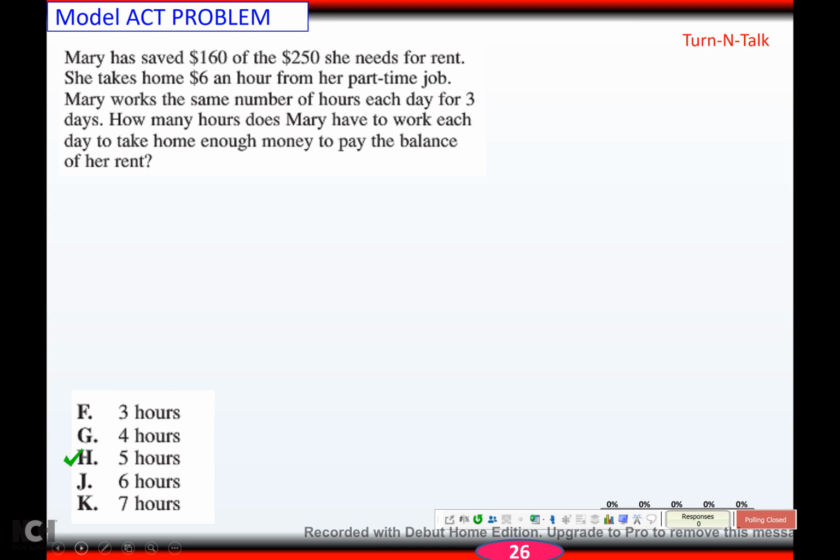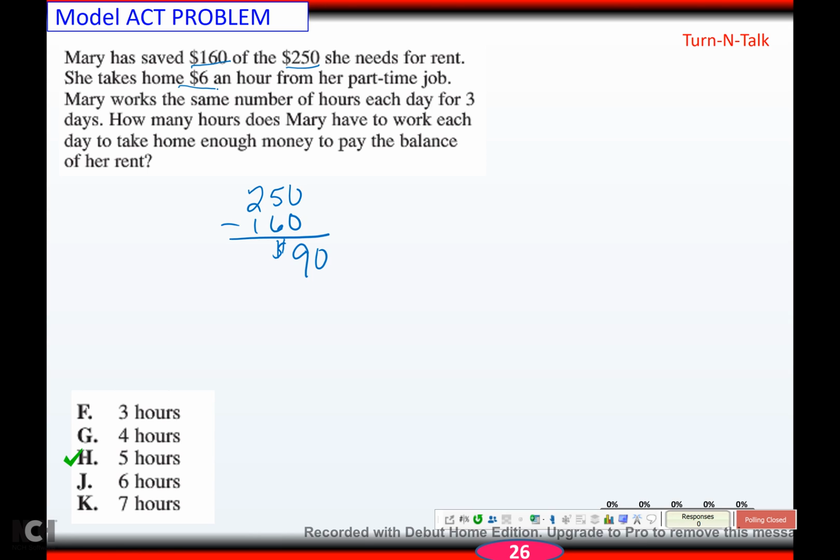So it says Mary has saved $160 of the $250 she needs for rent. She takes home $6 an hour from her part-time job. Mary works the same number of hours each day for 3 days. How many hours does Mary have to work each day to take home enough money to pay the balance of her rent? All right, so she has 160. She needs 250. So she already has 160. That's going to leave, she's got to make $90 more.